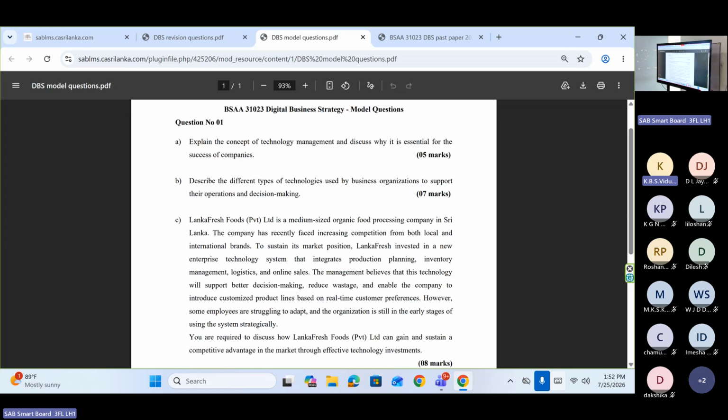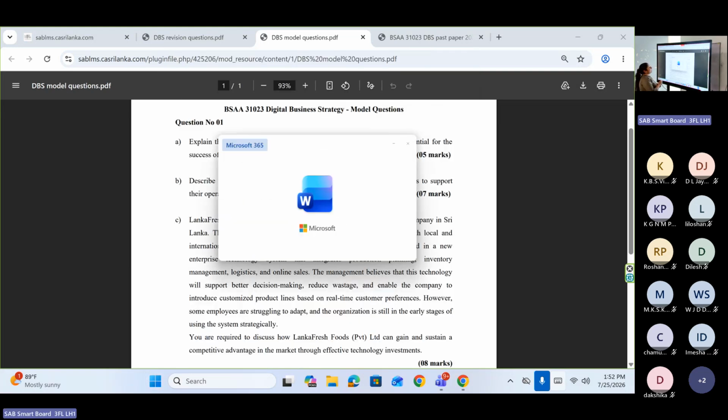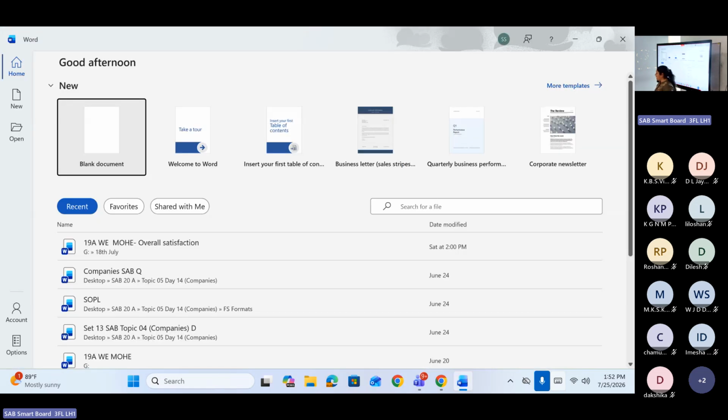Is there any Dropbox in the LMS to submit the answers? Yes, I already created the Dropbox. It's at the relevant page. Please submit your answers to the Dropbox. Madam, for the first question and second question, we have to do both, right? Yes, all parts of both questions.